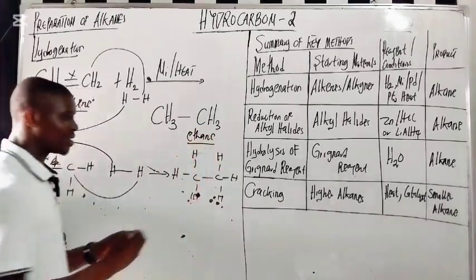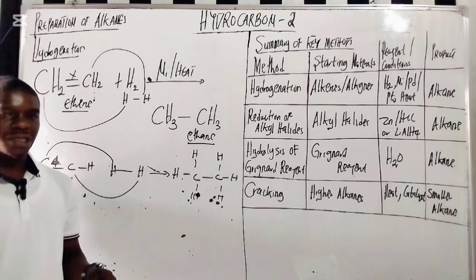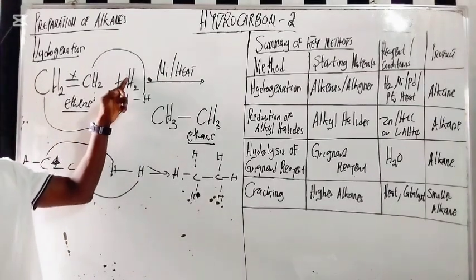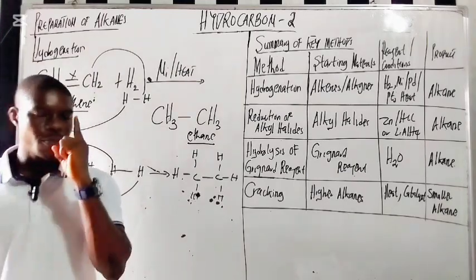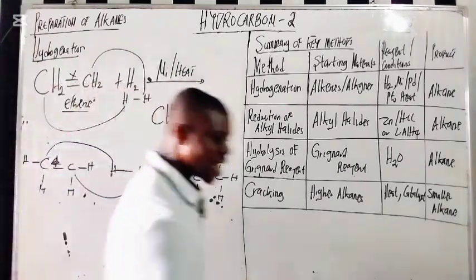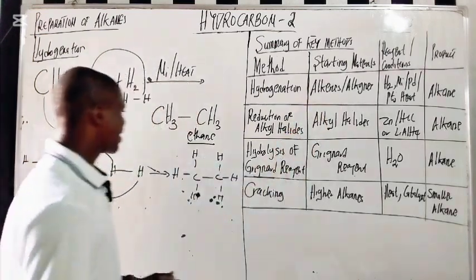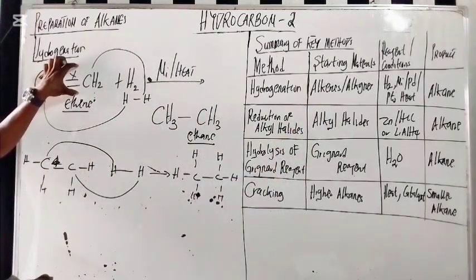It forms ethene as a product. This is called hydrogenation. Here you only need one molecule of hydrogen gas because you only have one pi bond. Remember, the starting material can be either an alkene or an alkyne. This is the alkene, right?